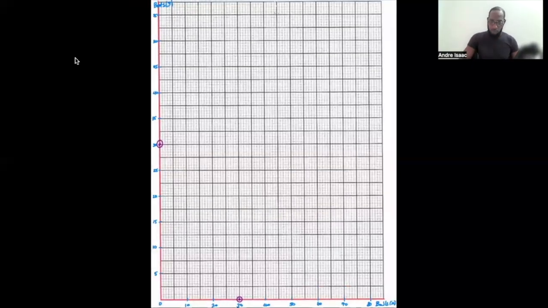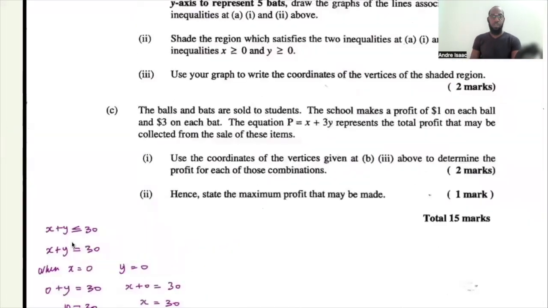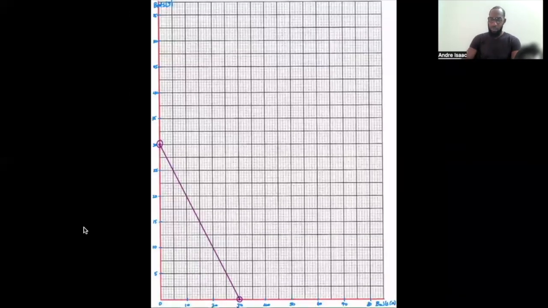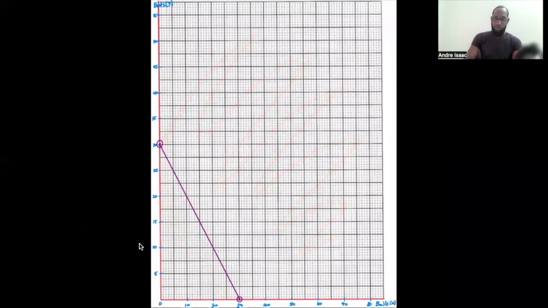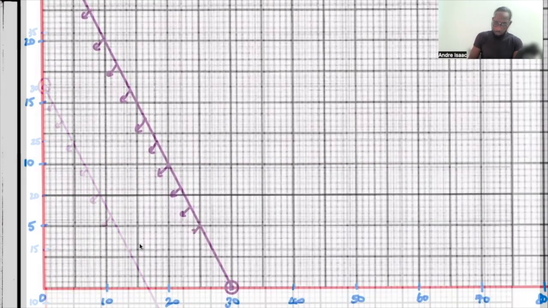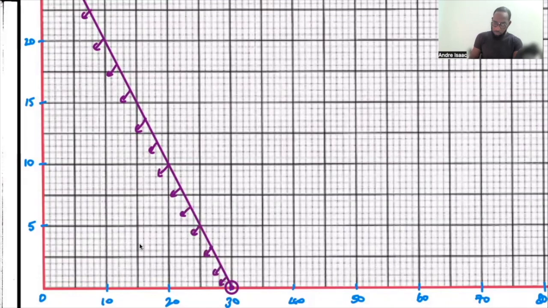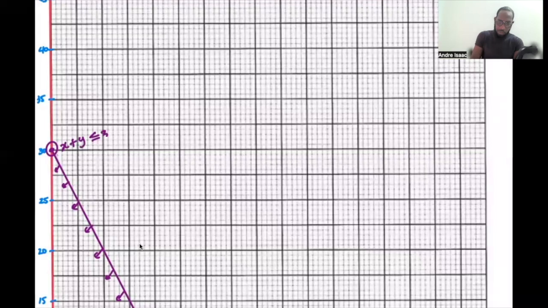We take our ruler and draw a straight line. Now let's deal with the inequality symbol. x plus y less than or equal to 30 is everything below this line. If it was more than, it would be everything above the line. Since it's x plus y less than or equal to 30, it's below the line, so we draw some small arrows to indicate this. Then you label your graph: x plus y less than or equal to 30.